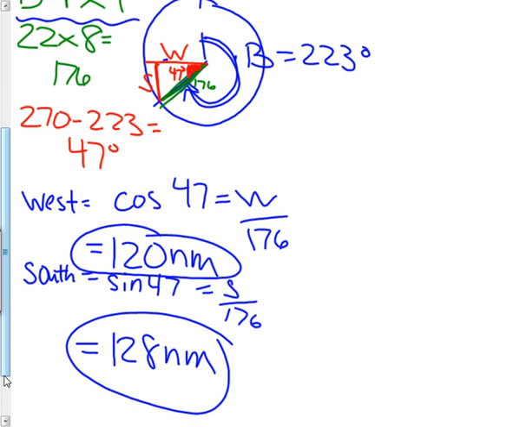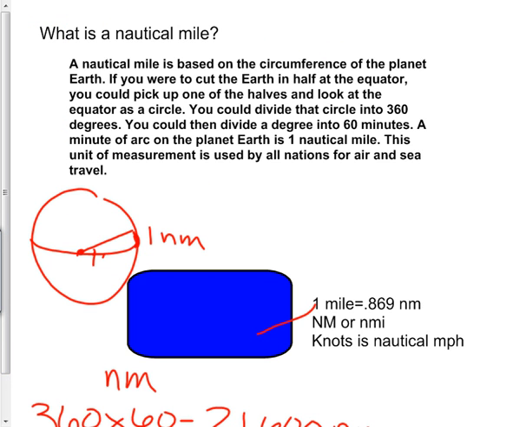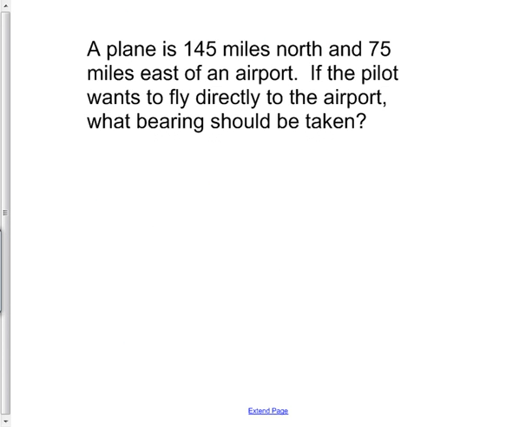Okay, second kind of problem. A plane is 145 miles north and 75 miles east of an airport. If the pilot wants to fly directly to the airport, what bearing should be taken? So when we see bearing, we know that our answer is going to be in degrees, because that's going to tell us how many degrees you would have to turn from north to get going where you want to go.